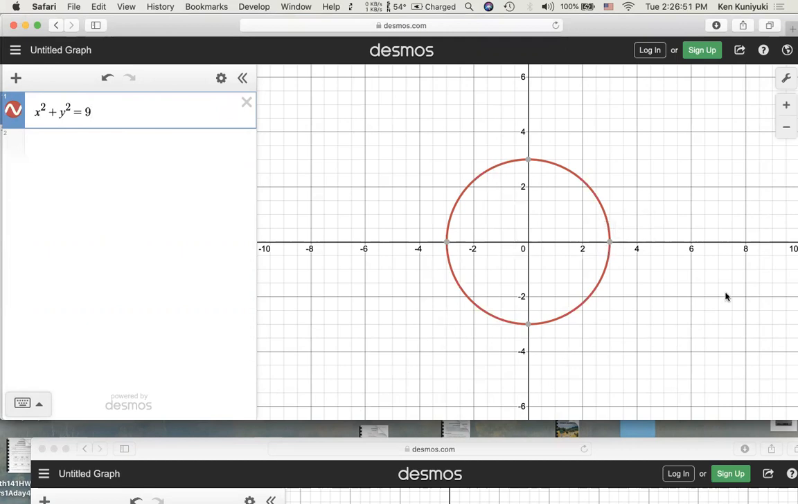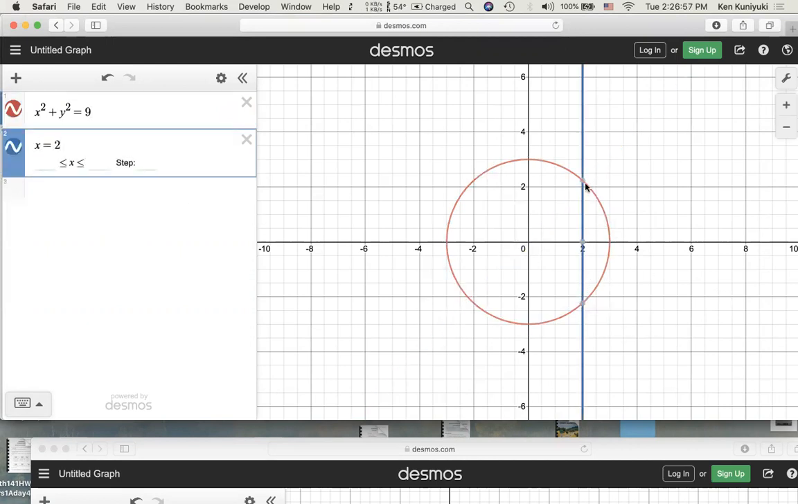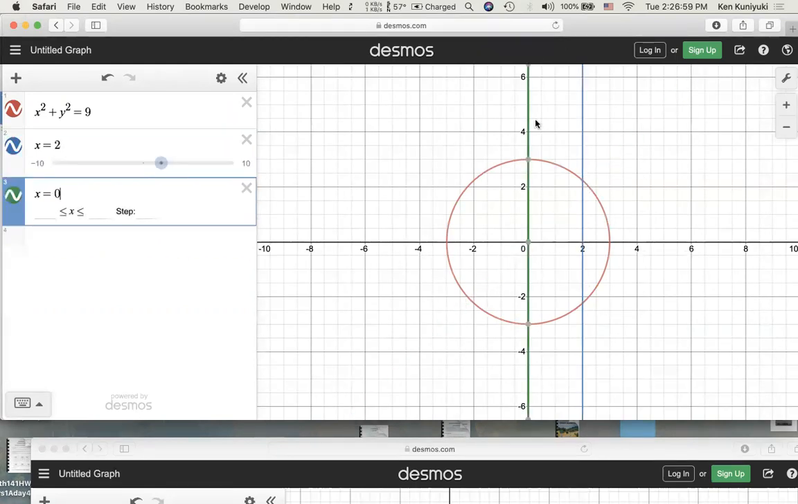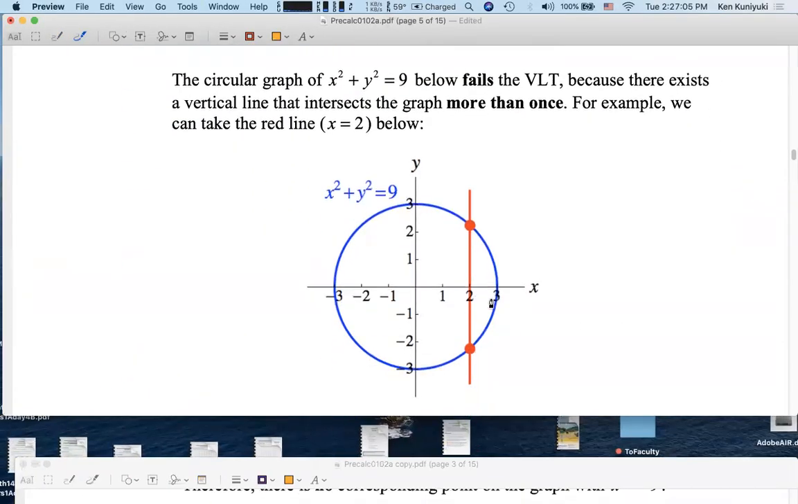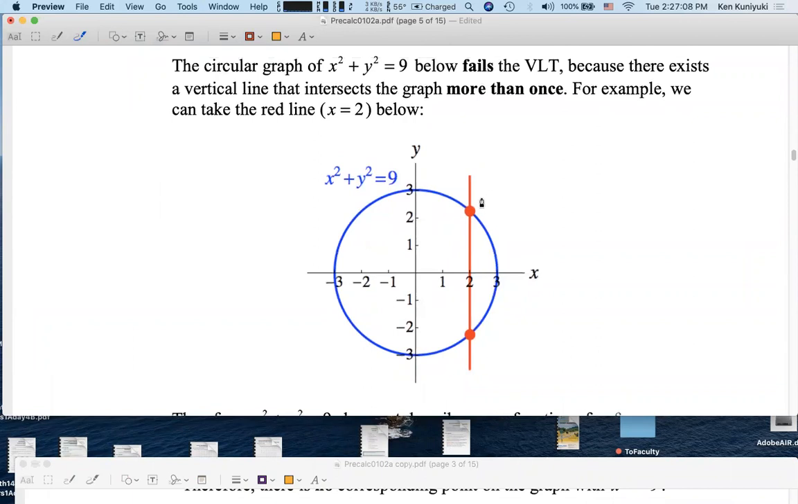Does this graph pass the VLT? Absolutely not. For example, x equals 2 cuts the graph in 2 points, x equals 0 cuts the graph in 2 points, and so forth. So if you plug in x equals 2, it turns out that both y equals root 5 and y equals negative root 5 will work in conjunction with x equals 2 to solve this. More easily, if you plug in x equals 0, then y equals positive 3 and y equals negative 3 will correspond to points on the graph. For example, 0 comma 3 lies on the graph, 0 comma negative 3 lies on the graph.